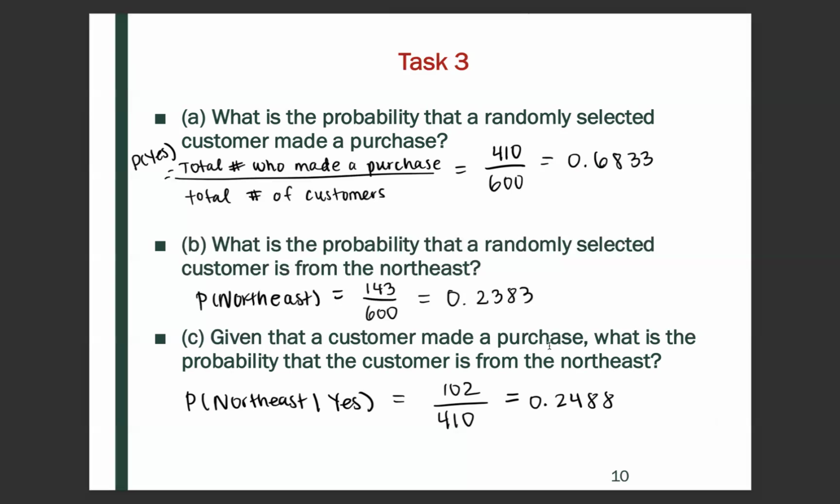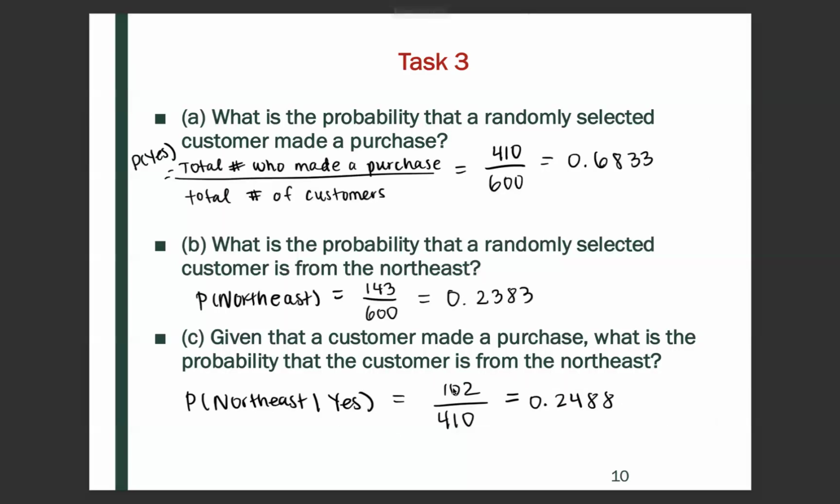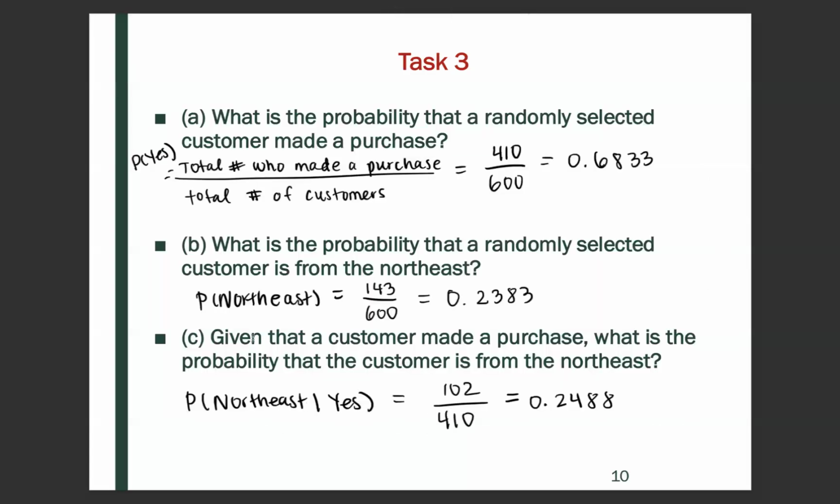Given that a customer made a purchase, what is the probability that the customer is from the Northeast? So here we want to say, given that they made a purchase, in other words, given yes, what is the probability that they're from the Northeast? So the probability of Northeast given yes. We want to look in this cell, that's 102, divided by 410, because that's the total number of yeses. So that's how we deal with the conditional probability. So 102 divided by 410 is 0.2488.